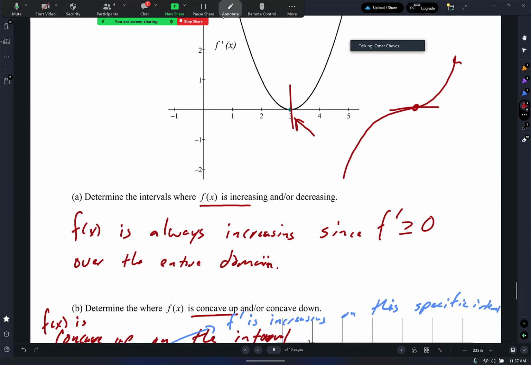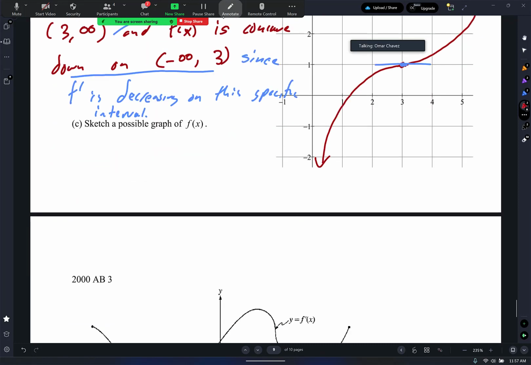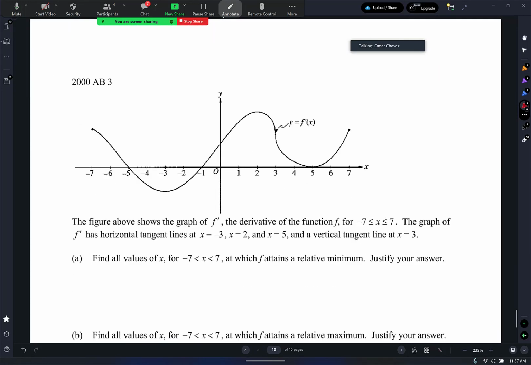It looks something like this. Increasing all the way to 3, concave down, horizontal tangent for a moment. Increasing, concave up. See? It looks something like that. And there it is. How do we feel, guys?